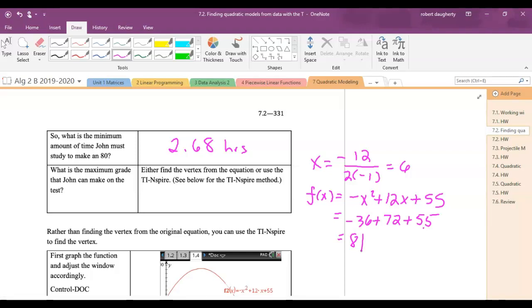Yeah, 91, sorry. According to this model. Okay. So the maximum grade, so a 91 is the maximum grade. Okay?